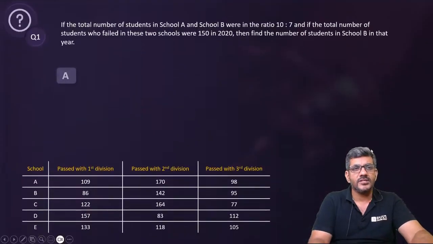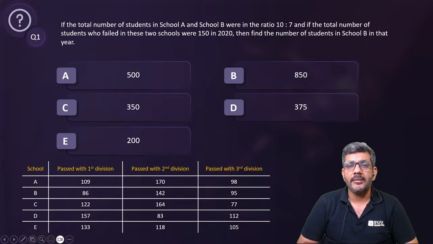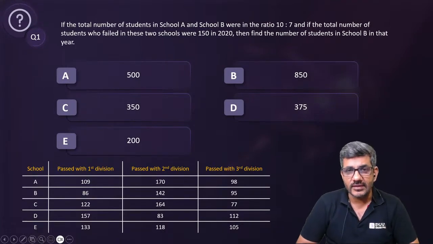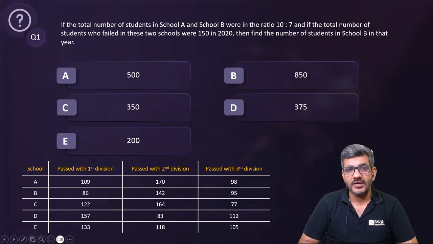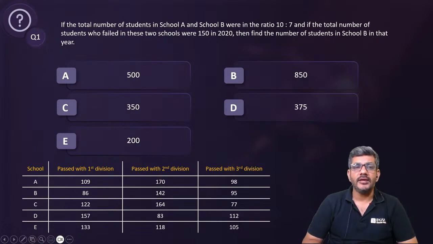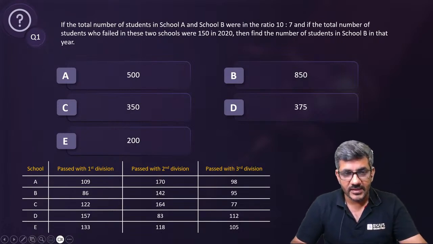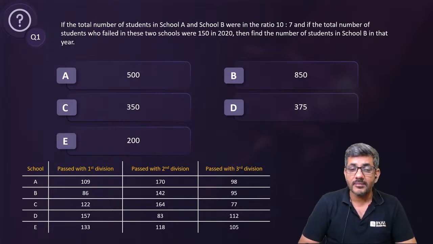Here is the first question for all of you. If the total number of students in school A and B were in the ratio of 10:7, and if the total number of students who failed in these two schools were 150 in 2020, then find the number of students in school B in that year. So please give me the answer. पहले आप लोग में से कोई आंसर देंगे, उसके बाद ही मैं आगे बढ़ूंगा. What is your answer for this question?